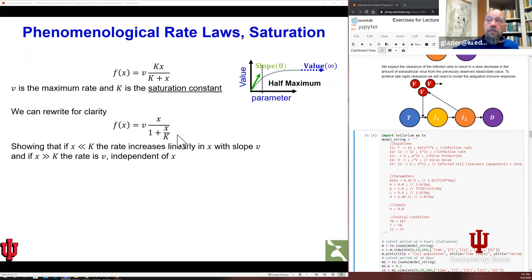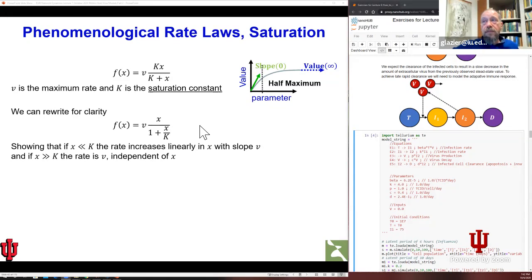What does this do? If x is small, in particular, if x is much less than k, then this denominator is effectively 1, and f of x is equal to v times x. That means the slope at 0 is v. That's a critical argument that we'll need again and again.